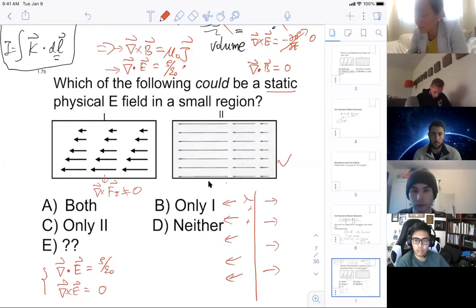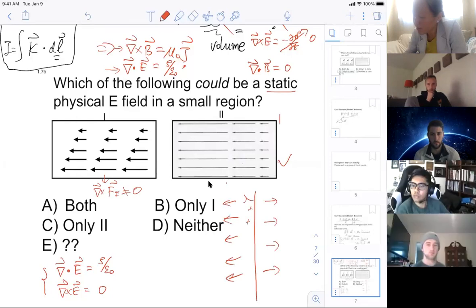So how do I produce something that looks like this? Where would I put my line charge? If I put my line charge here and it's positive, you can see that as you go further away from the charge, the field should be decreasing instead of increasing. So I can't really produce this using a positively charged line. So what should I do instead? A negative one on the left. Yeah, making it negative on the left.